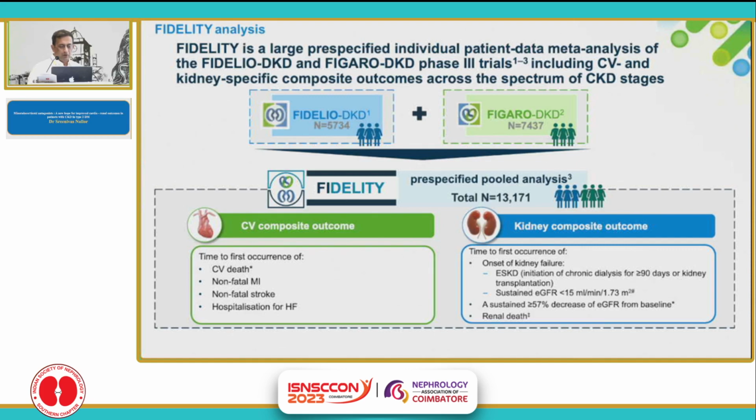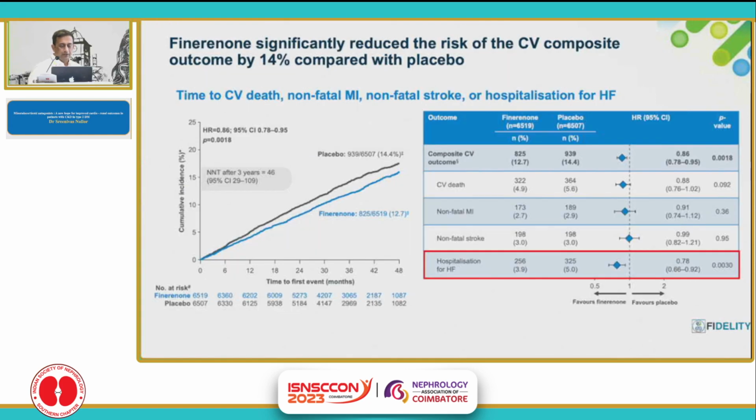We already know the cardiovascular composite outcome, time to first occurrence of cardiovascular death, non-fatal MI, non-fatal stroke, hospitalization for heart failure, and kidney composite outcome, onset of kidney failure, sustained GFR decrease of more than 57%, and renal death. Here again, finerenone significantly reduced the risk of cardiovascular composite outcome by 14% compared to placebo. And this again was driven by the reduction in risk for hospitalization for heart failure.